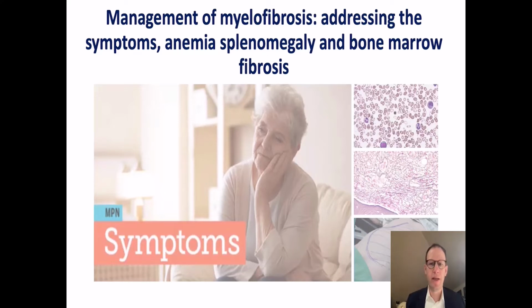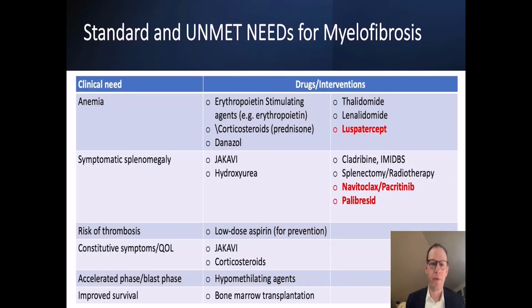So looking into that, we can now just design a table where we can look at what are the needs and what are the drugs that are being used and what are the experimental drugs that are being tried before we actually introduce the clinical trials. So I've told you that patients who have myelofibrosis will have anemia. So we do have drugs that work for that.